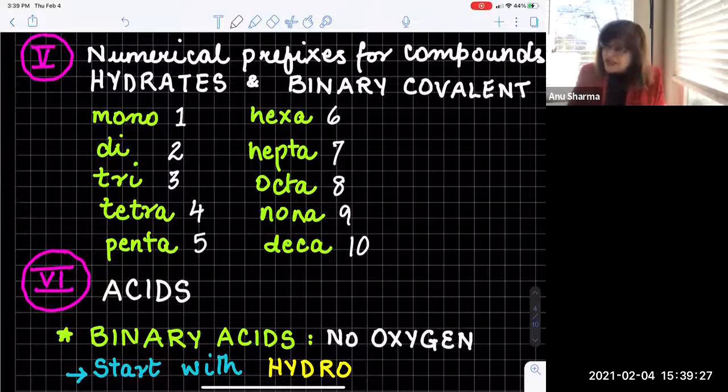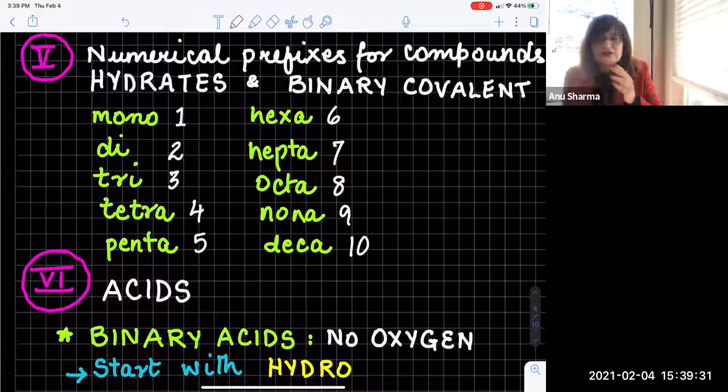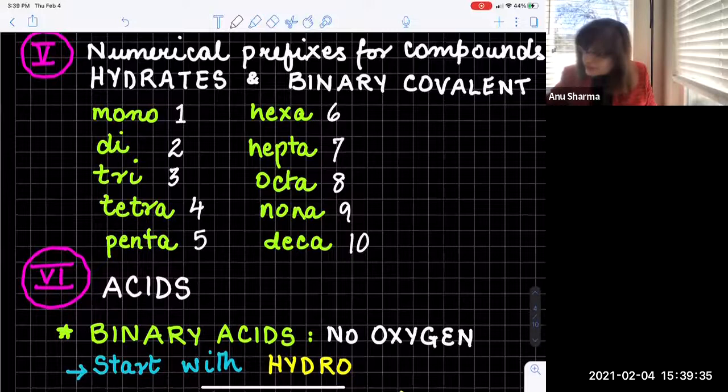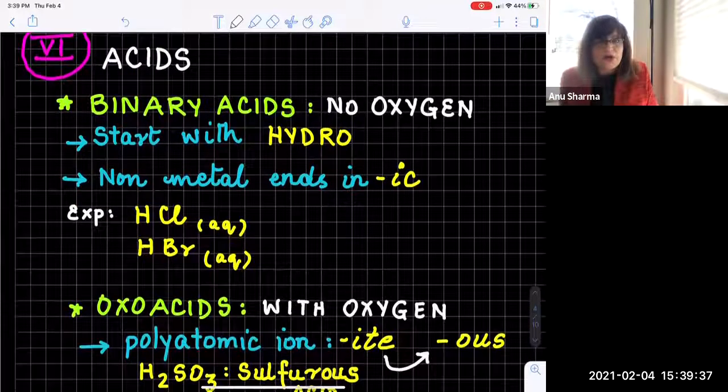Now, on the other hand, if we say hexachloride, this means 6 chlorine atoms. Okay, so we will look into it further. Let's look at the acids now. The acids are of two types. One is the binary acid, and the other is oxoacids, the ones that contain oxo anions, in other words, ones which contain oxygen. So the ones that are without oxygen, how do you name them?